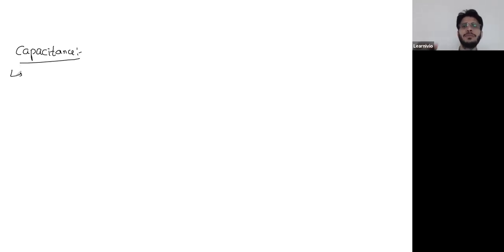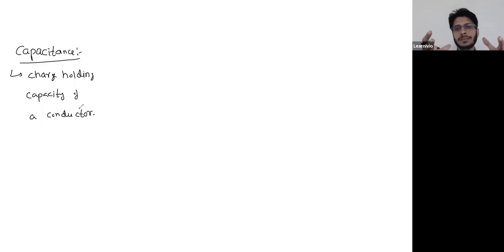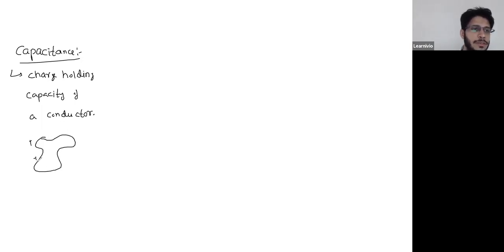So capacitance simply means the charge holding capacity of a conductor. The charge holding capacity of a conductor is known as capacitance. A conductor having greater capacitance can hold a greater amount of charge. So if you have a conductor and you're supplying some charge to it, its potential will keep on rising.